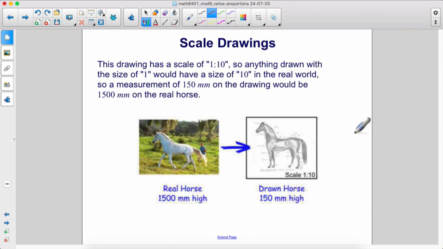This drawing has a scale of 1 to 10, so anything drawn with the size of 1 would have a size of 10 in the real world. So a measurement of 150 millimeters on the drawing would be 1,500 millimeters on the real horse.